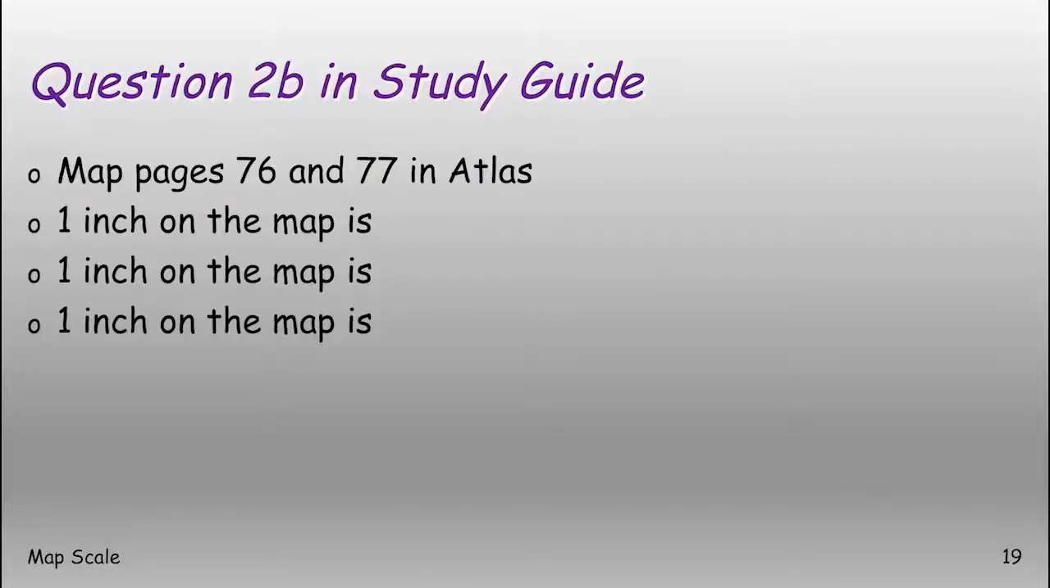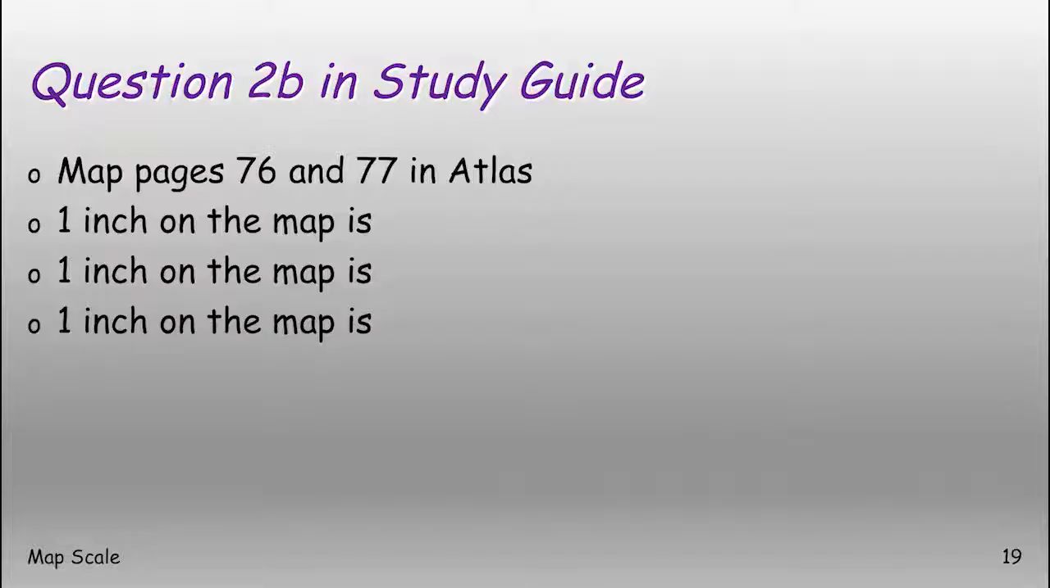So next, I have question 2b in the study guide for you to work out. And you should work this question out with a map that is pages 76 and 77. So now you're going to be using the fractional scale to answer those questions. So 1 inch on the map is how many inches on Earth? 1 inch on the map is how many feet on Earth? 1 inch on the map is how many miles on Earth? So now would be a good time for you to pause the video and answer this question. And then when you're ready to go on, I'm going to post the answers on the next slide.